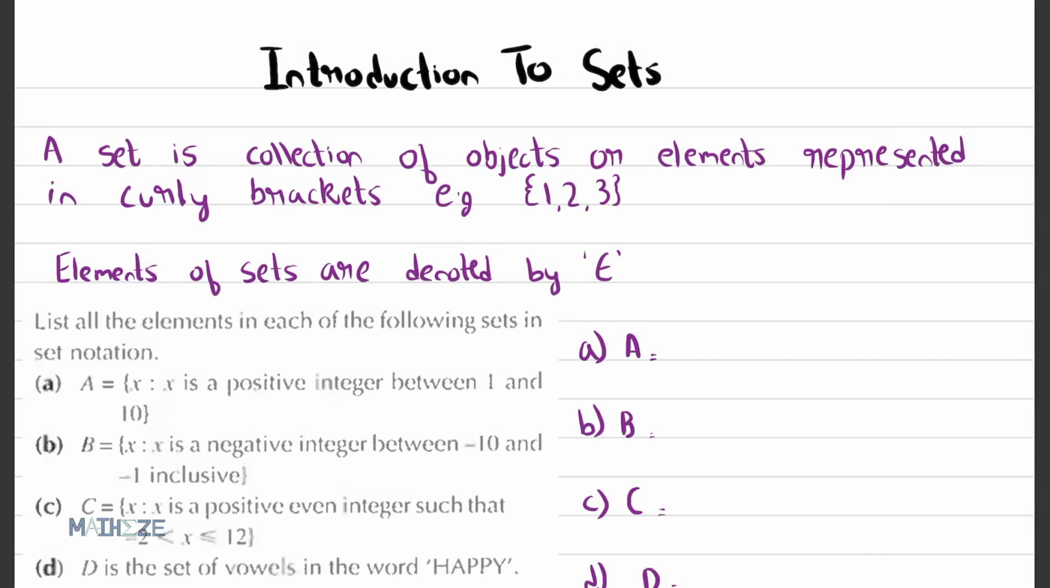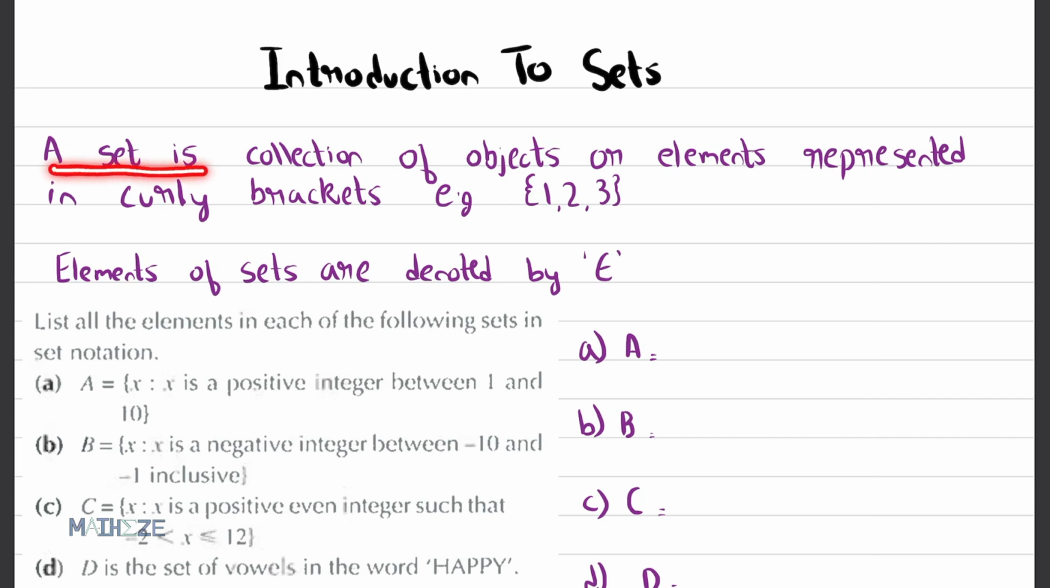Hi guys, in today's lesson, we'll start a new topic that's called sets. And in this lesson, I'll be talking about introduction to sets. The first and very important thing for this topic is what are sets? Sets hota kya? So let's begin.